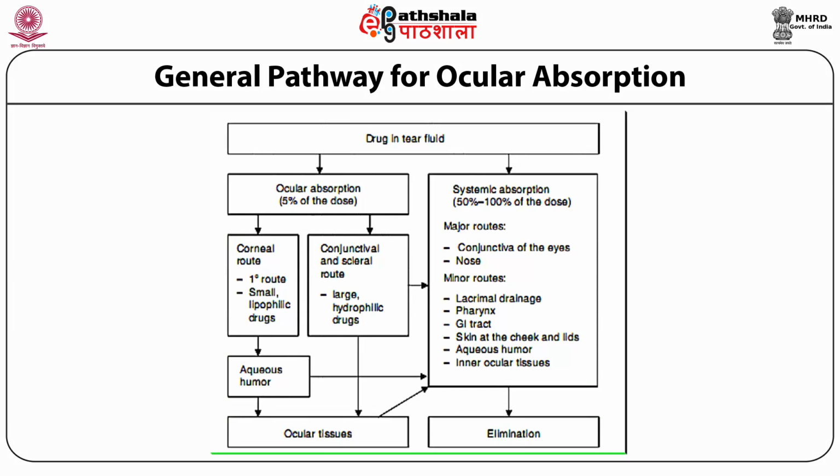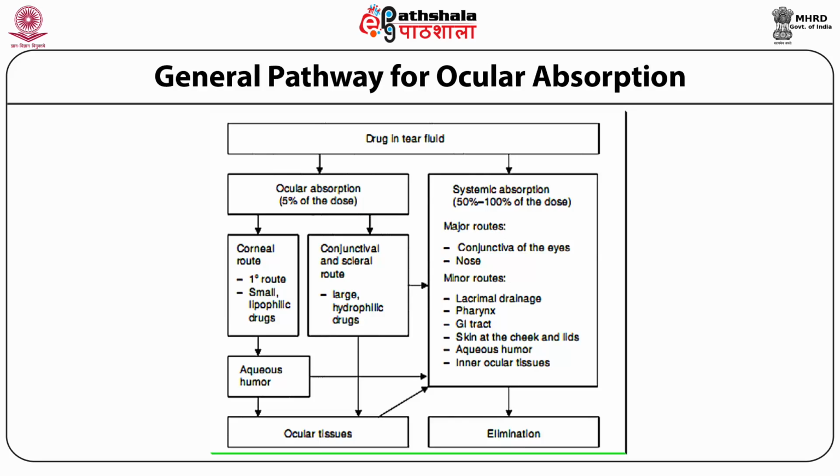Students, in front of you, you have a schema for the general pathway for ocular absorption. What you can see is that the drug in the tear fluid can go through two basic pathways. One is ocular absorption, which is limited to only 5% of the dose. The other is systemic absorption, which primarily ranges between 50% to 100% of the dose instilled.